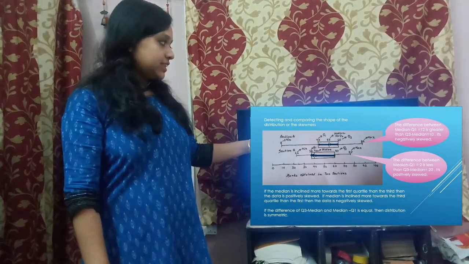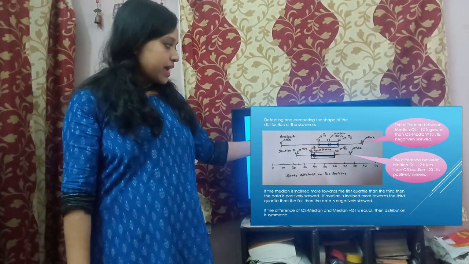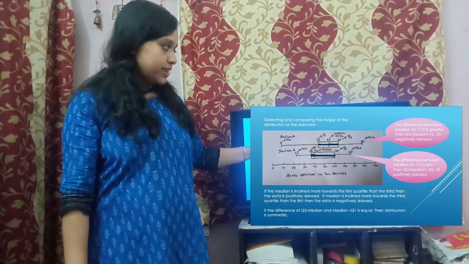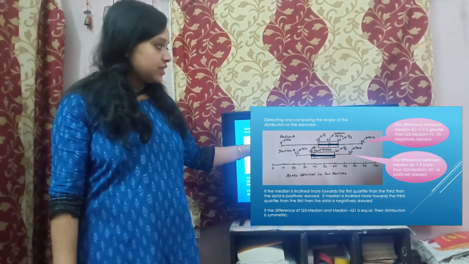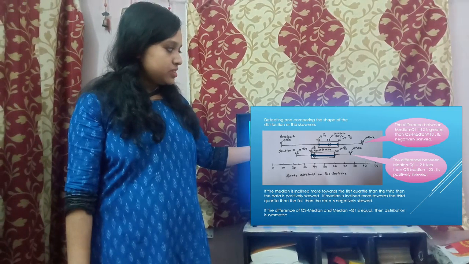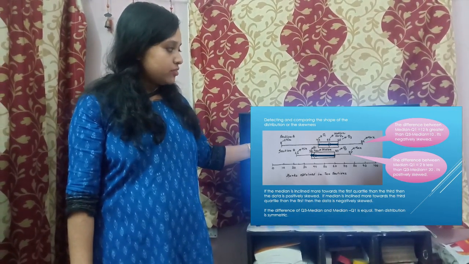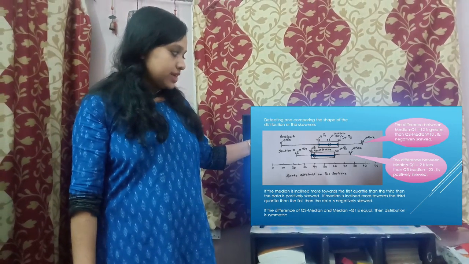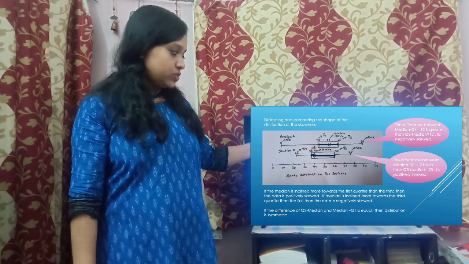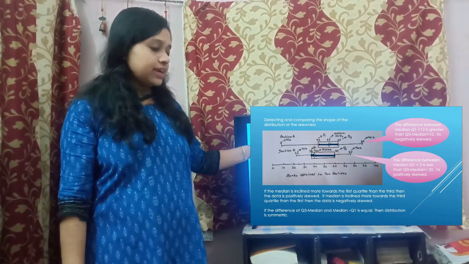Let's see how. So in section A, you can see the median minus quartile 1 is 12. That is greater than Q3 minus median, that is 10. So it is negatively skewed. This is negatively skewed because whenever the median is inclined towards the Q3 part more than the Q1, then that will become negatively skewed.